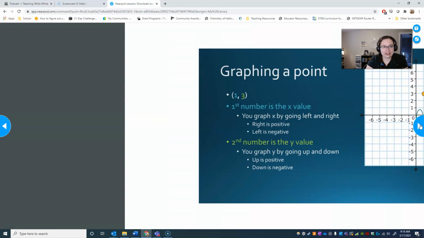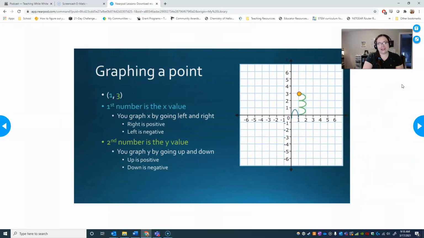All right, so now let's talk about how you graph lines. Let's review how to graph a point first. When you get a point, it'll be given to you like this, two parentheses, two numbers separated by a comma. This is called a coordinate pair. Coordinate means where, like a location.